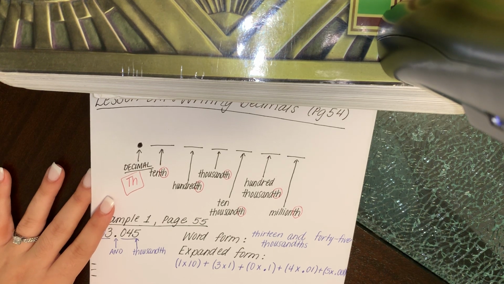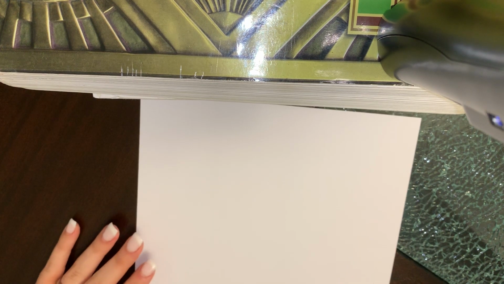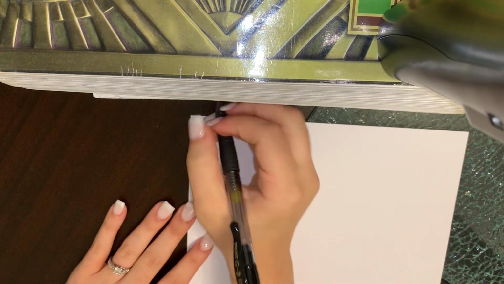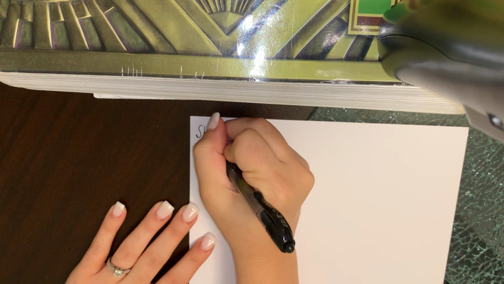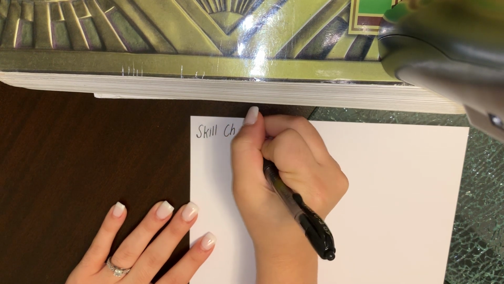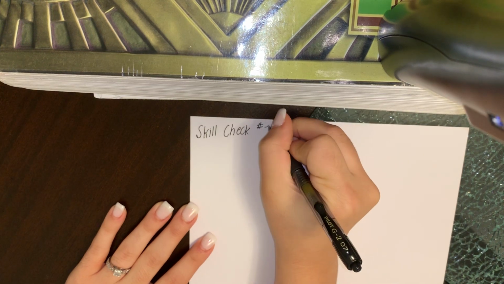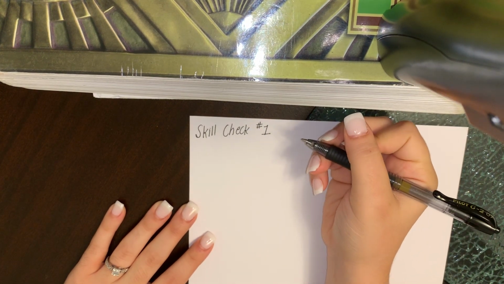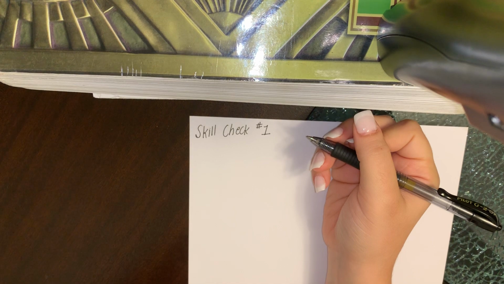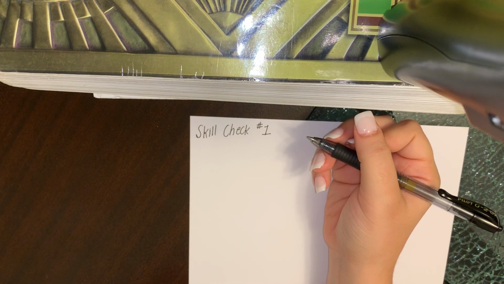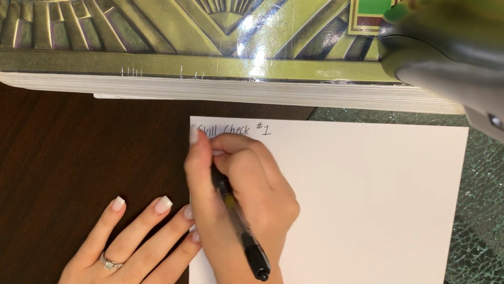So what we're going to do now is I'm going to do an example on that same page. We're going to go to a skill check. So I'm going to move this out of the way. We're going to do skill check number 1, and this is still on page 55, and we're going to do number 2, 3, and 4. So 2, 3, and 4.